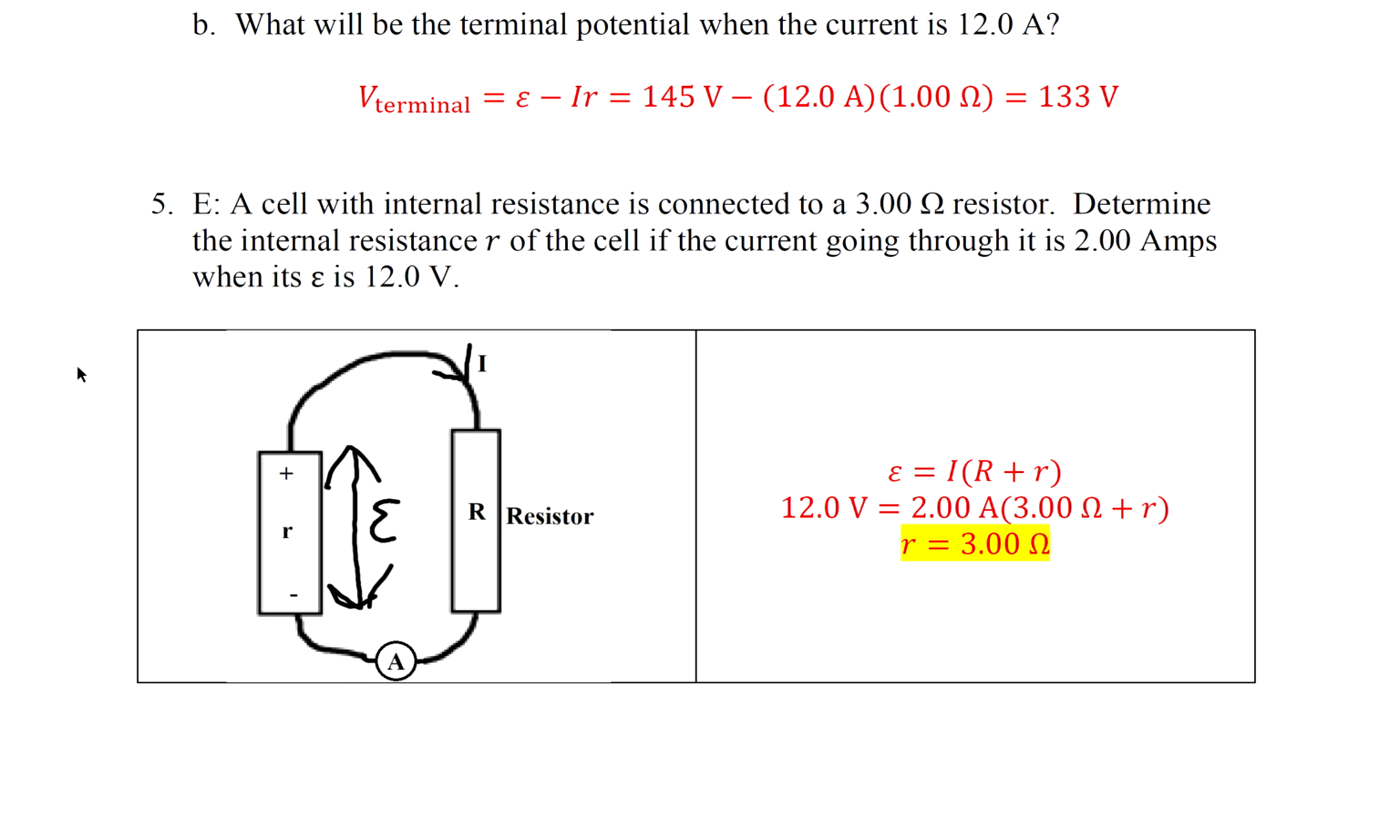Question 5, a cell with internal resistance is connected to a 3 ohm resistor. Determine the internal resistance little r of the cell if the current going through it is 2 amps when its EMF is 12 volts. So E equals I times big R plus little r. Plug in what we know, we could solve for little r.